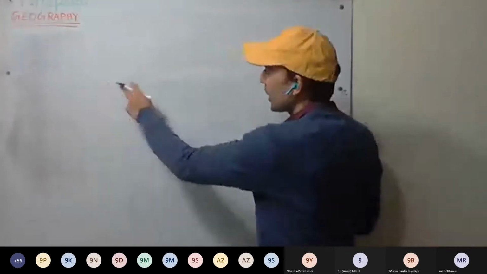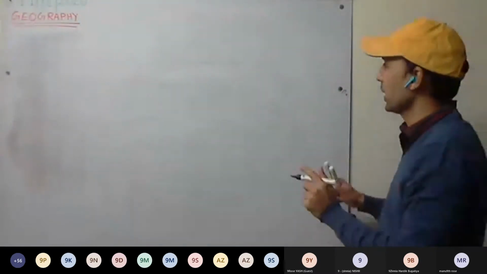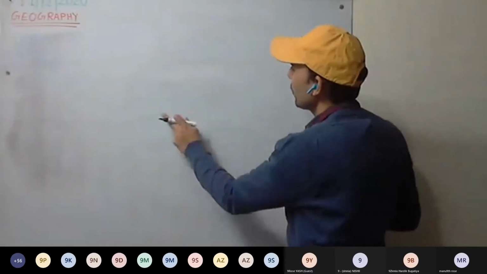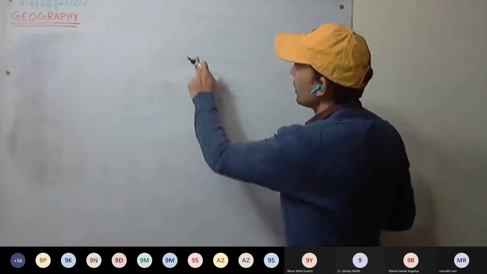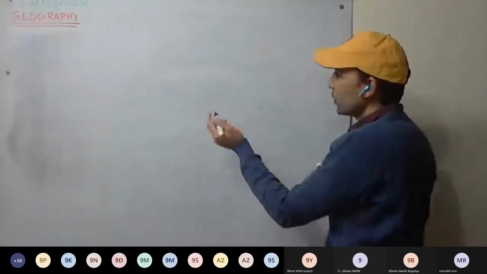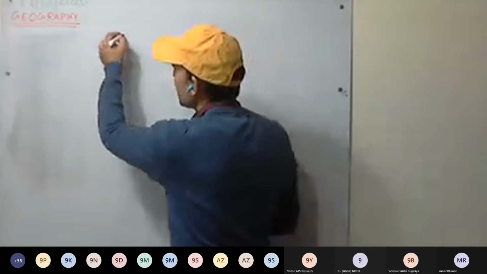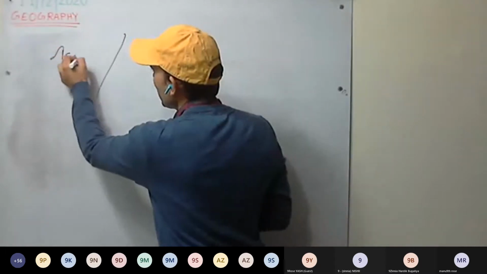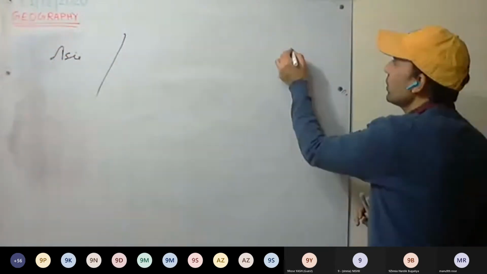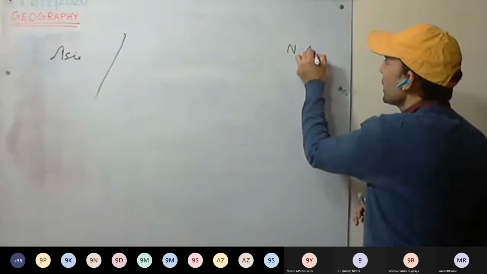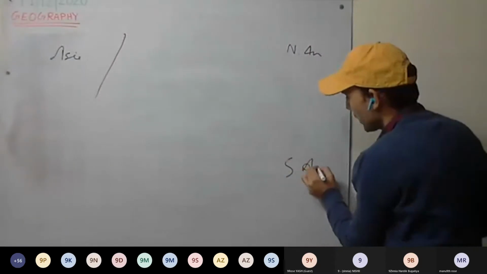Okay, so mainly the El Nino current is related with the ocean currents. See, mainly if we go to the Pacific Ocean, on this side we have Asia, and on this side we have America, North America and South America.